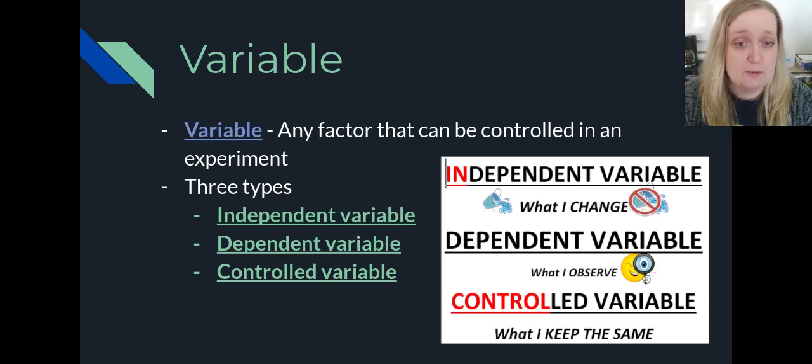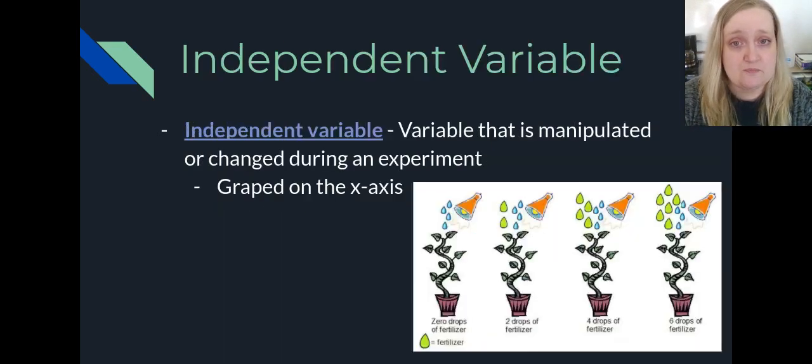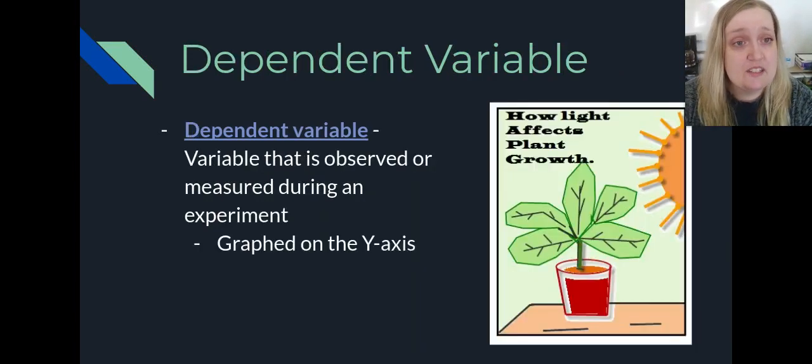Now, your controlled variable is what is kept the same, and that is to make sure there's no other factors affecting your experiment except for your independent variable. Now, the independent variable, again, is a variable that is manipulated or changed during an experiment. If you make a graph of your data, you're actually going to put your independent variable on the x-axis. Now, your dependent variable in the same graph is going to go on your y-axis. A dependent variable is the variable that is observed or measured during an experiment. So this is the data that you're collecting as your experiment goes on.